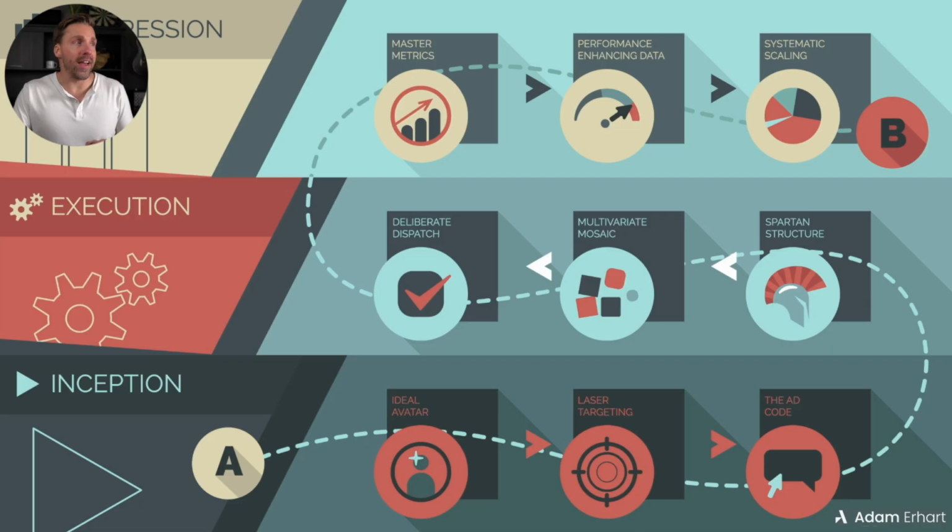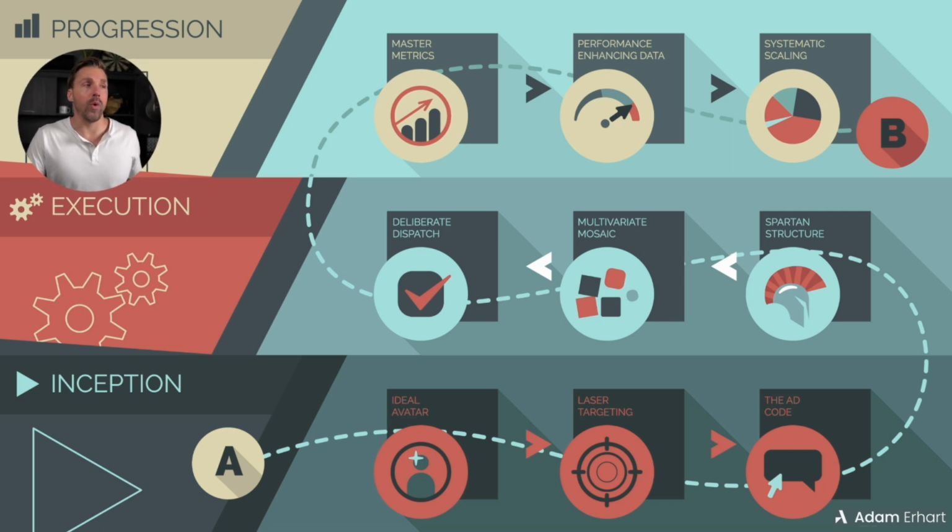So with all that said, let's take a quick look right now at the overall structure that we're going to follow. We're going to start at the bottom here, down at inception. We're going to work through the ideal customer avatar. We're going to talk about laser targeting and the ad code. And I'm going to show you exactly how to script out the perfect Facebook ad. If you're brand new to writing ads, even if you're a seasoned and veteran copywriter, there's going to be some tips here that'll help you.